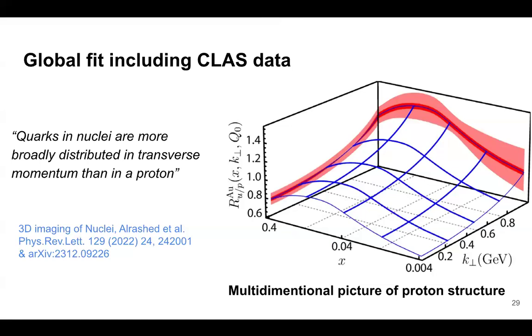But this is like a two-dimensional EMC effect, if you want. You're studying this ratio as a function of x and as a function of the PT of the quarks. And this is just one example in which we are moving towards a multidimensional picture of the proton. And I am hoping that if we were to repeat this type of measurement, but with a bound polarized proton, we might learn something else.